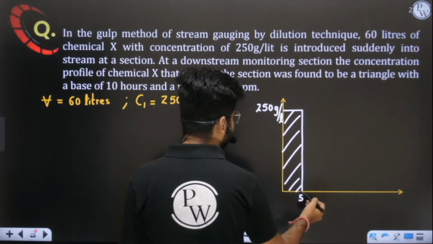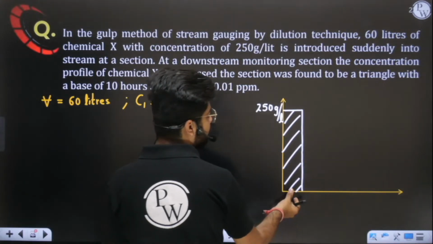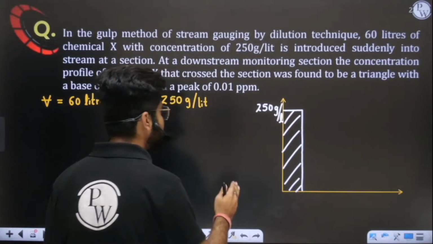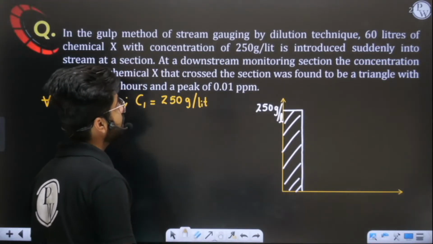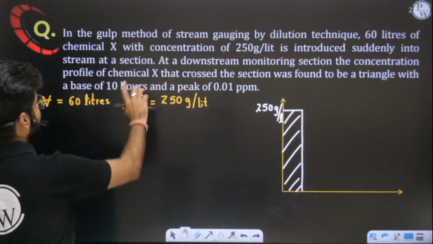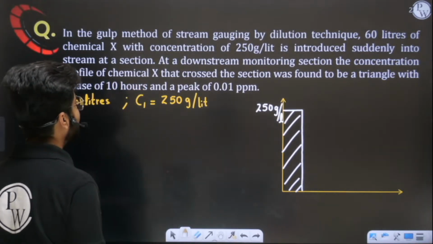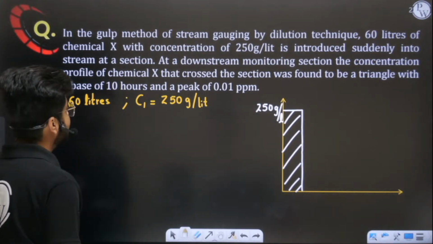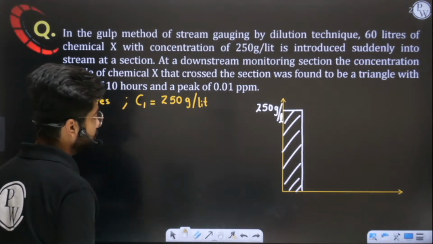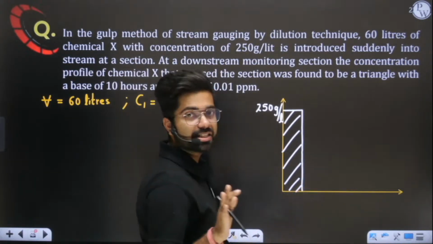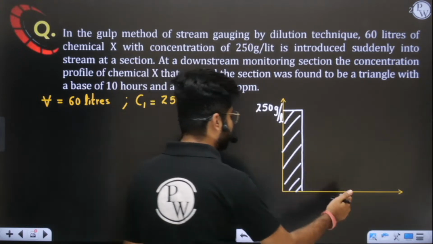Let us say within 5 seconds, like that. Within 5 seconds or 1 second or 2 seconds, we have injected entire chemical at section 1. Obviously this concentration will reach section 2. Okay, now at a downstream monitoring section, the concentration profile of chemical X that crossed the section was found to be a triangle with a base of 10 hours and a peak of 0.01 ppm, which means after some time has passed, obviously this chemical will reach section 2. Yes, sir. After some time it will reach section 2.